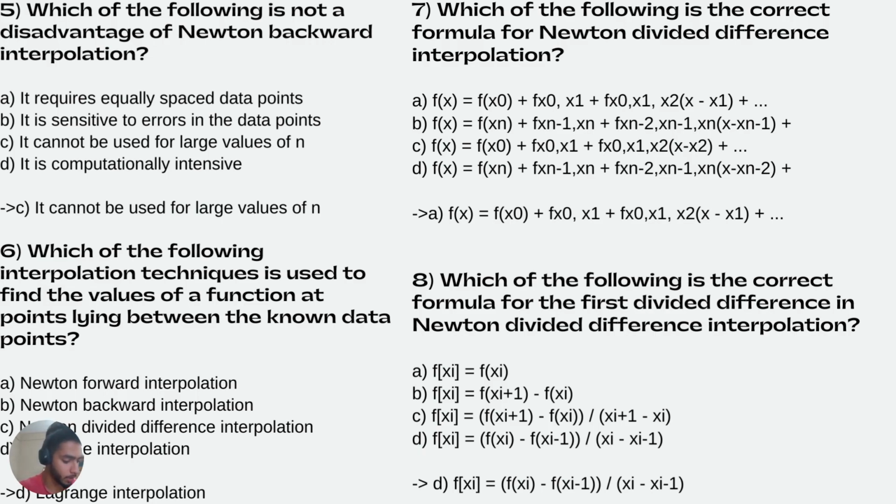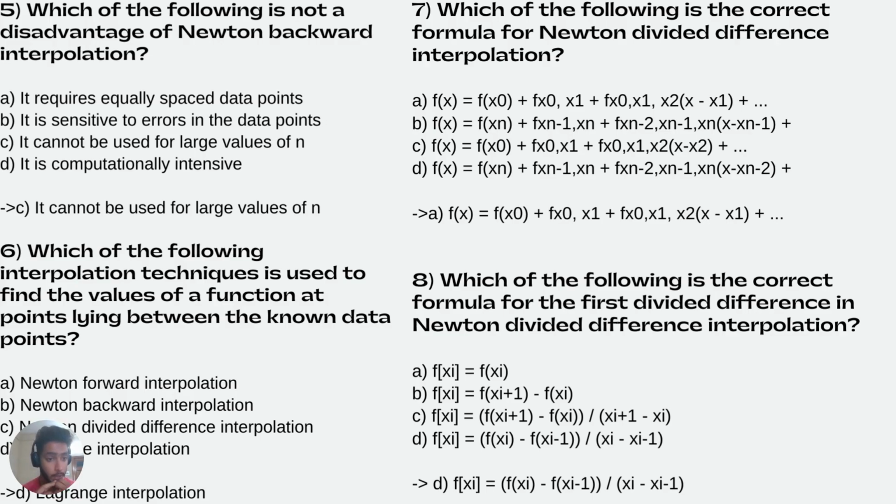In question number 8, which of the following is the correct formula for the first divided difference in Newton divided difference interpolation? Let's go through the options. f[xi] is equal to f(xi). f[xi] is equal to f(xi+1) minus f(xi). f[xi] is equal to f(xi+1) minus f(xi) divided by xi+1 minus xi. No, these are not the formulas.